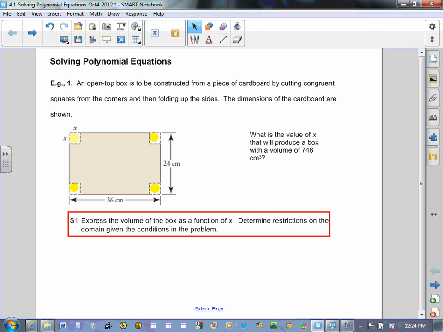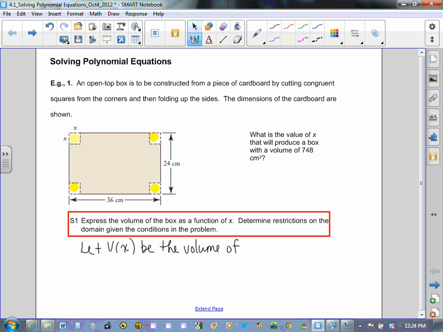So why don't we let V of x represent the volume of the box? So let V of x be the volume of the box in cubic centimeters. Okay, and from that statement we can deduce that x would be the length of a side, right? Or in this case, the length of a side of one of the squares. So with that in mind, we're going to need dimensions for length, width, and height.